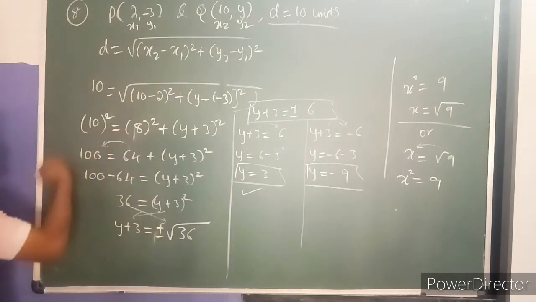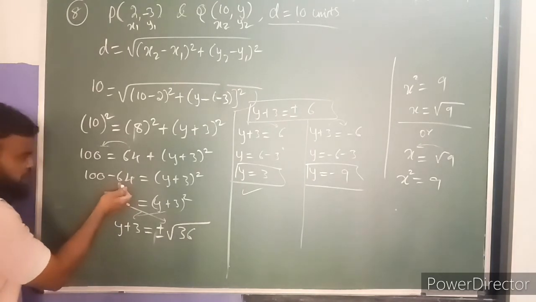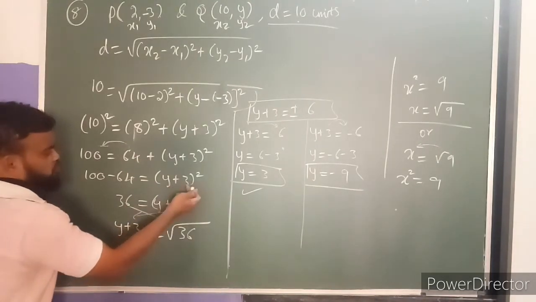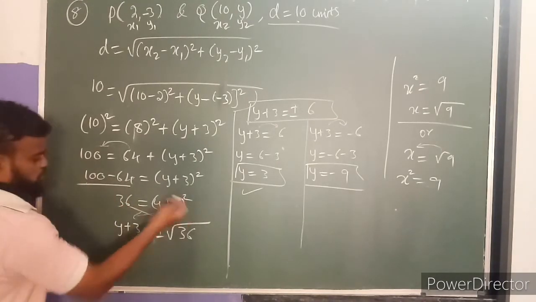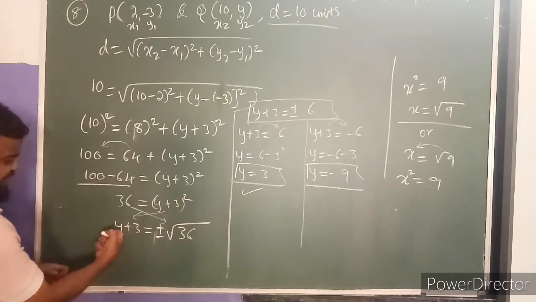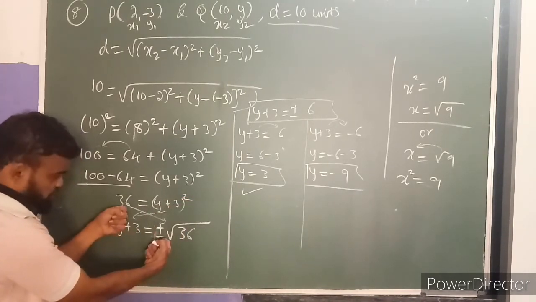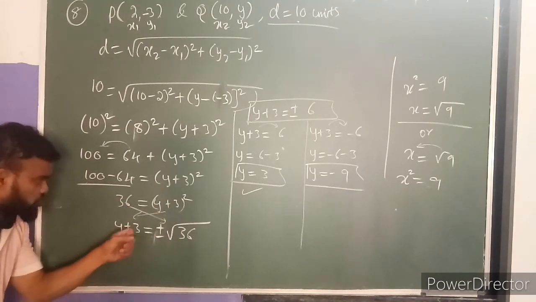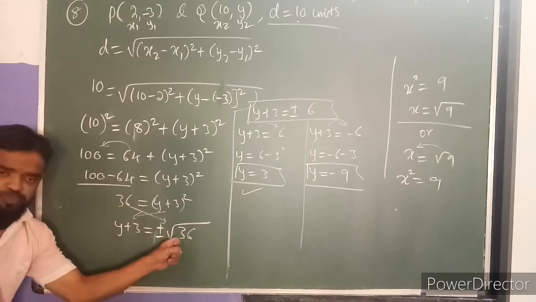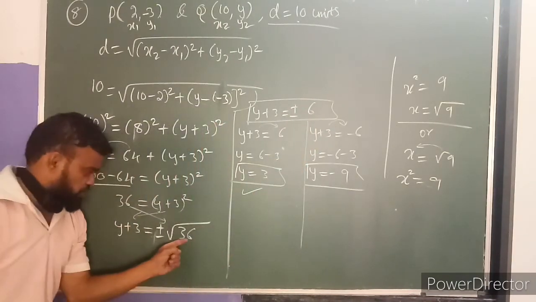If I transpose this side, then 100 minus 64, if I transpose this side, is equal to that side. So minus 64 and is equal to y plus 3 whole square. 100 minus 64 is 36. 36 is equal to y plus 3 whole square. So I will take this side y plus 3 and plus or minus we have to take, then the square will be given in the root of 36. Right? So don't get confused. After that y plus 3 is equal to plus or minus square root of 36.